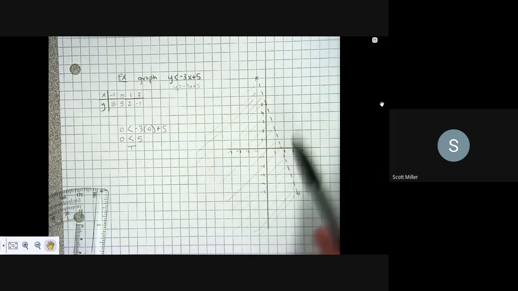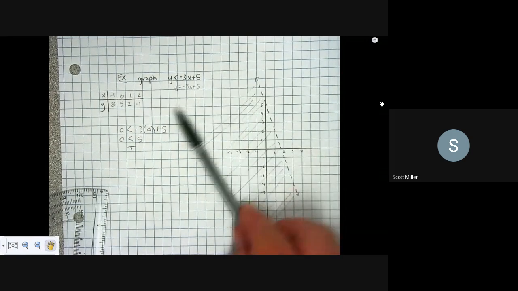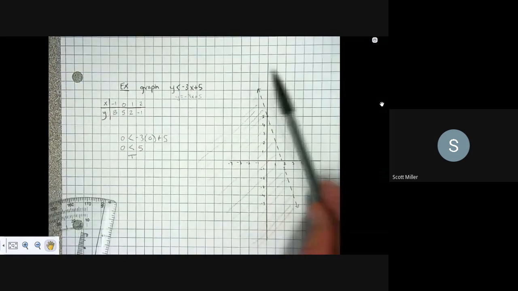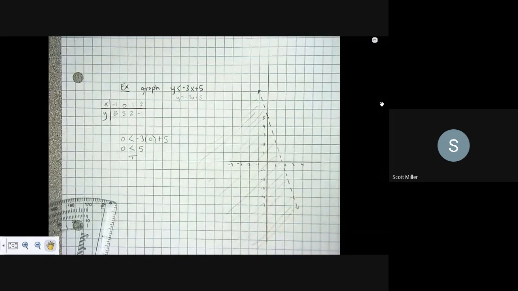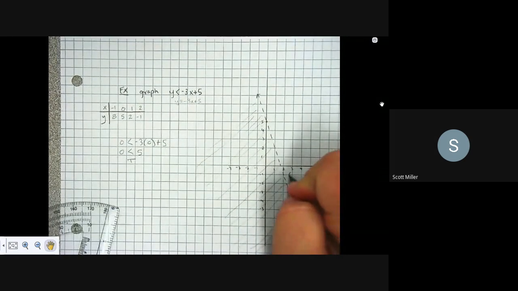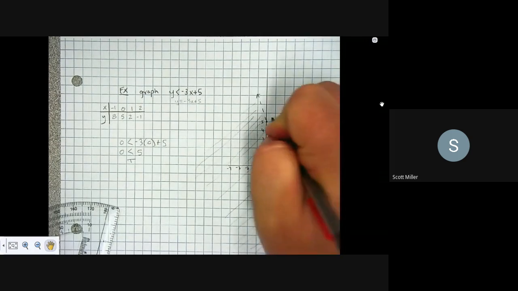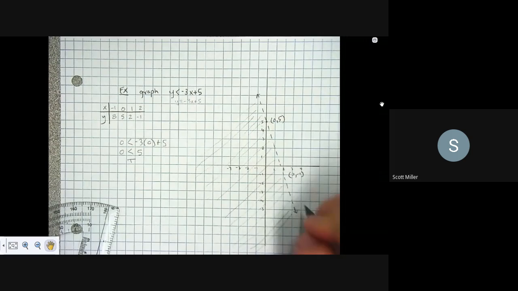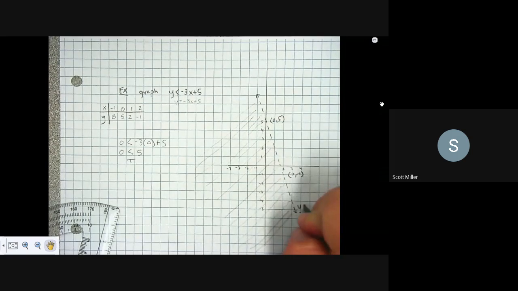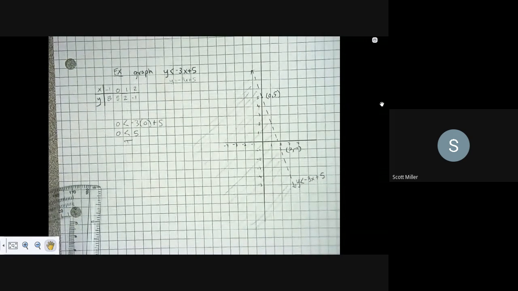Okay, that's indicating to anybody looking at it that this side of the line is where the solutions are, this side of the line is where the solutions are not. You need to label points because it is a boundary line. Here's (2, -1). Here's (0, 5). And you should always write the name of the inequality. y is less than negative 3x plus 5. This graph is complete. Okay?